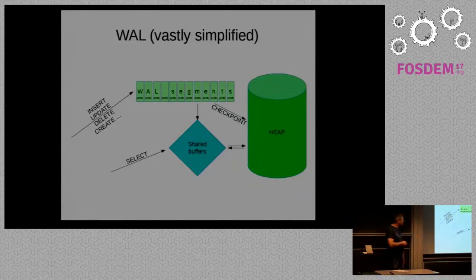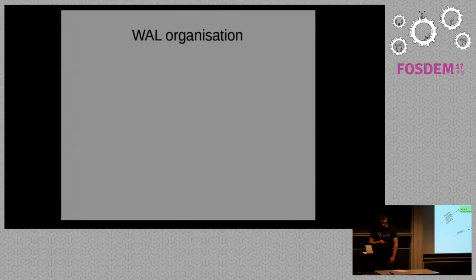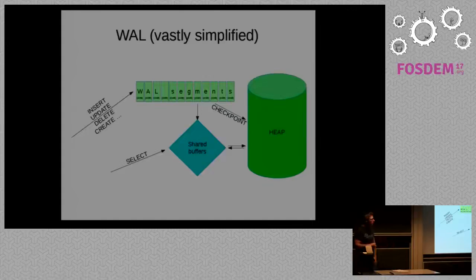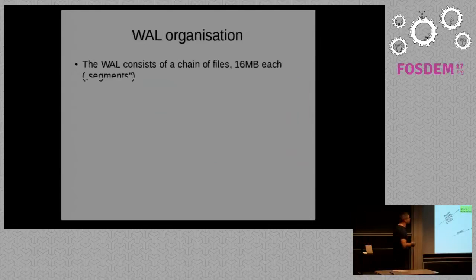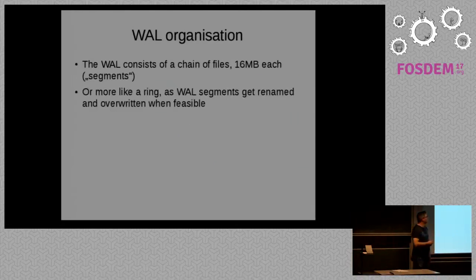Selects go to the shared buffers, insert, update, delete goes to the WAL. And the people who actually know the code will want to kill me after this, but still, it's simplified, right? So you get an idea. 16 megabyte segments. It's actually not a chain of segments. It's more like a ring that can also grow and shrink again.